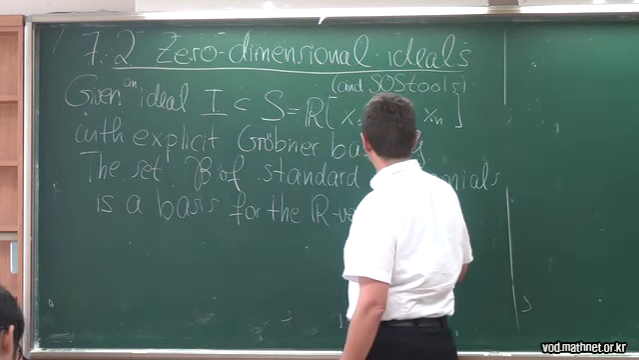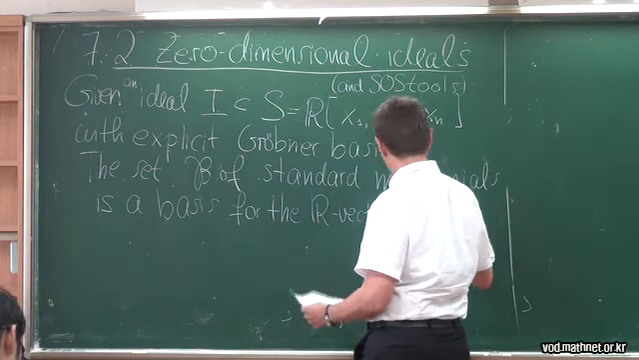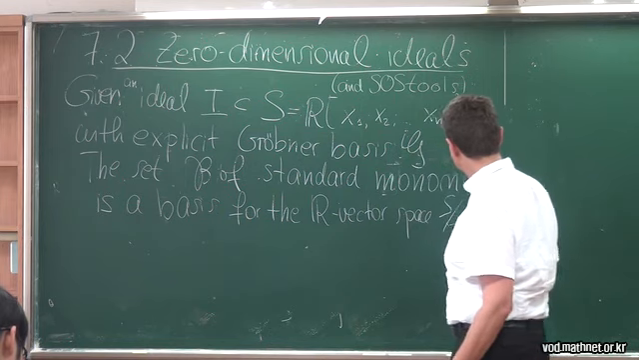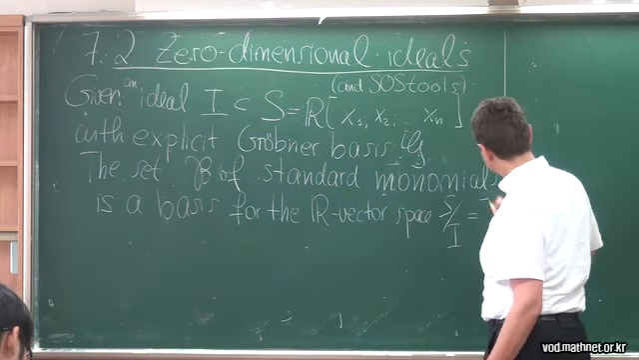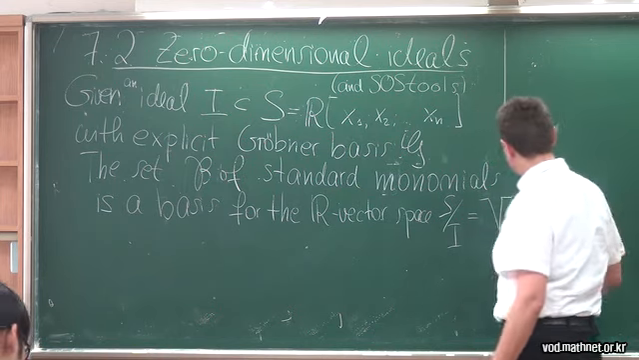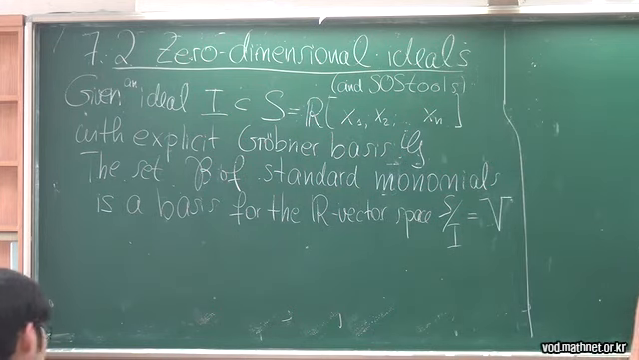For the R vector space S mod I, I'm going to call that V. Okay? So that's the vector space V. Same V as we had 53 minutes ago. Okay? So V is the vector space.